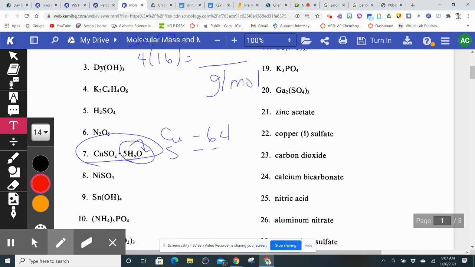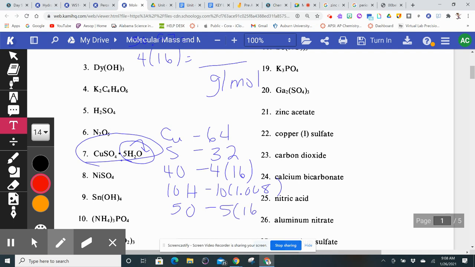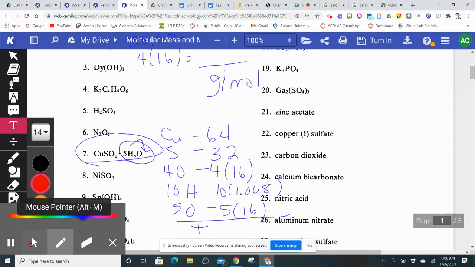Sulfur is 32. And again, you'll have a periodic table. I don't expect you to memorize these. 4 oxygens would be 4 times 16. Then I have 10 hydrogens, that would be 10 times 1.008. And then I would have 5 oxygens, which is 5 times 16. Add all that up, that's my answer. Make sense? That should be easy. Okay, then let's move on.